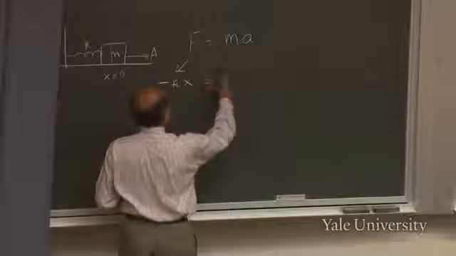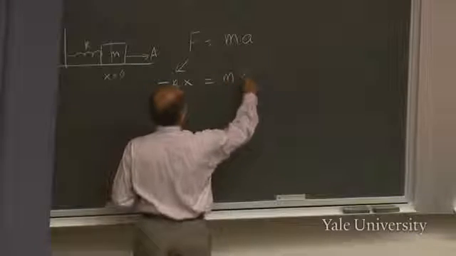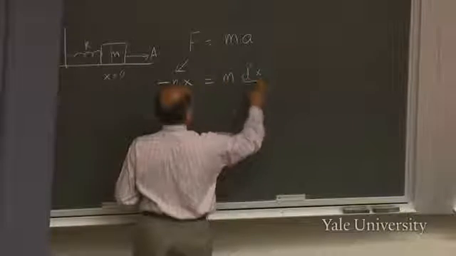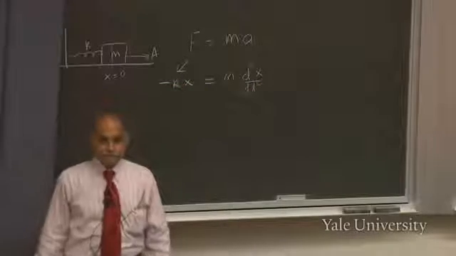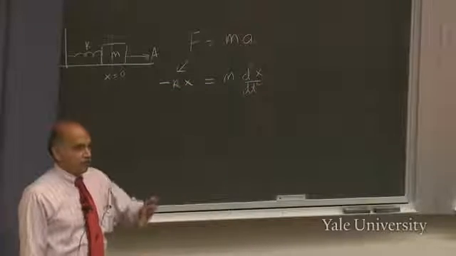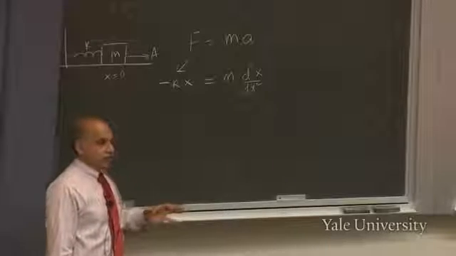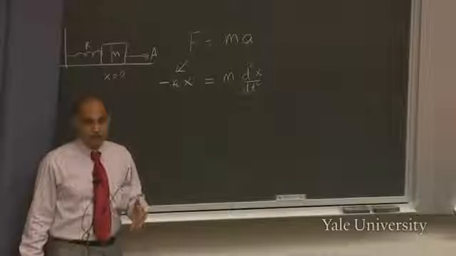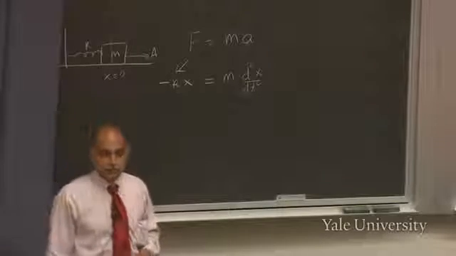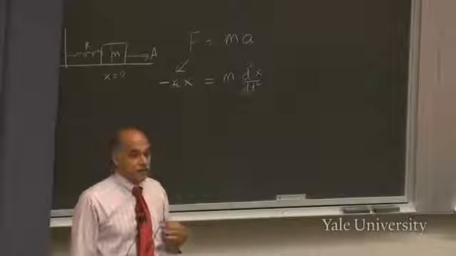Then Newton's law says this is equal to ma, but I want to write a as the second derivative of x. So you now go from a physical law, which is really a postulate. There is no way to derive F equals ma. You cannot just think about it and get it.